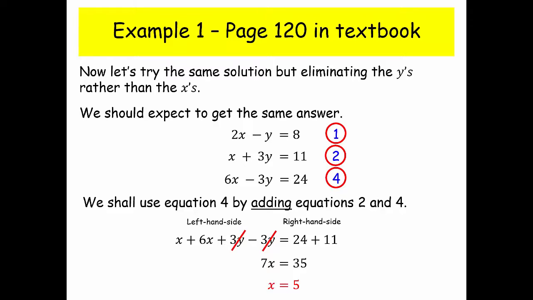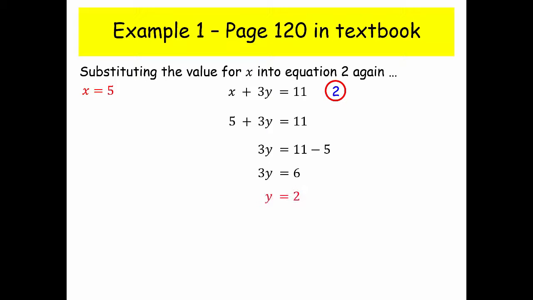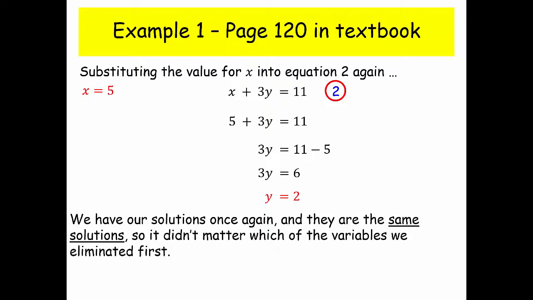Now we need to do a bit of substitution. We'll take the value for x, which is 5, and we'll put it into equation number 2 again. And we'll get 5 plus 3y equals 11. Then we'll take 5 away from both sides, so we'll get 3y equals 11 minus 5, which gives us 3y equals 6. 3 is a common factor of 6, so divide through by 3, and y equals 2. We have our solutions once again, and they're the same solutions. So it really didn't matter which of the variables we eliminated first. x does equal 5 and y equals 2.